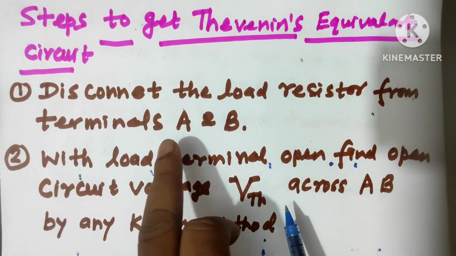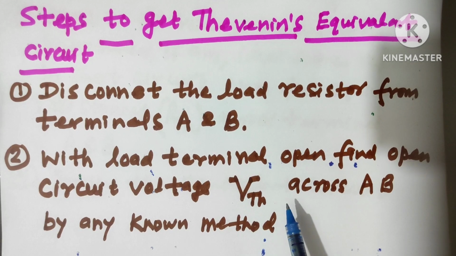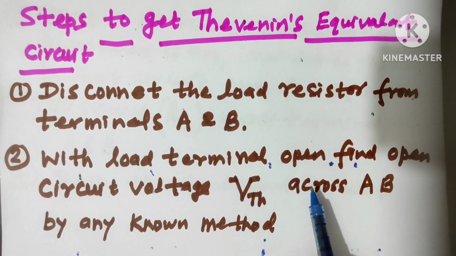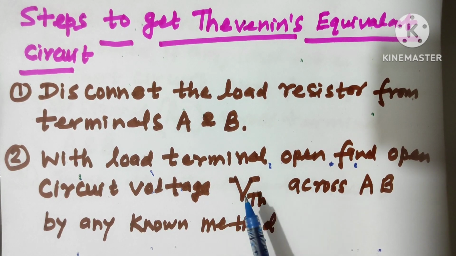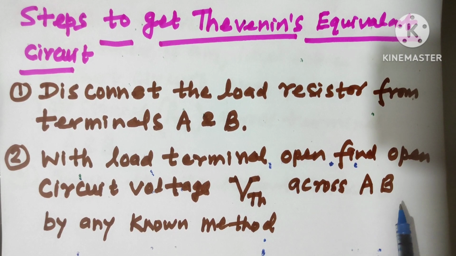Means because we have already disconnected the load across AB, so now it will be the open terminal and we have to calculate the open circuit voltage that will be called VTH across A and B terminal by any kind of known method. Means we will apply any circuit theory or Kirchhoff's law or Ohm's law to calculate the VTH.